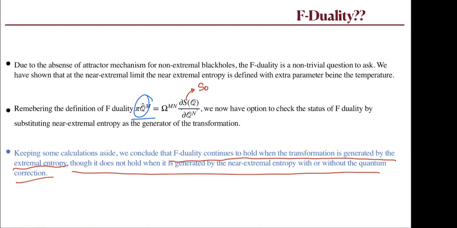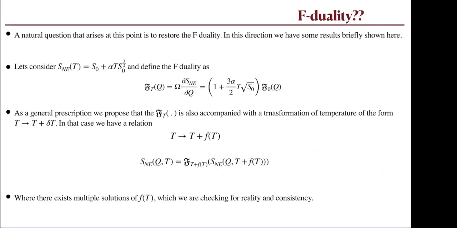But the definition of duality that we want to have, for mathematical motivations and others, is that I just replace this S with some S near extremal and see whether the Freudenthal duality holds or not. And it turns out that if you do that jugglery, then it does not hold. So Freudenthal duality breaks if you generate it through the near extremal entropy. But now the question that arises is, can we fix that? It's fine that it does not hold, at least at this point, but can we fix that? So far, we didn't have any more parameters rather than having a temperature.